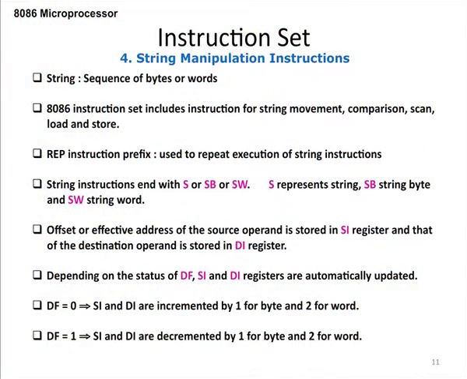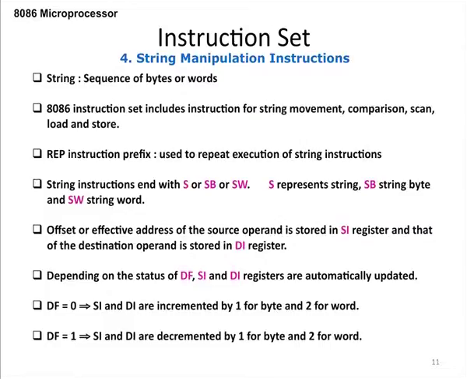Now the next category of instruction is the string manipulation instruction. Now let us see what a string is. String is the collection of similar type of data stored in consecutive memory locations. The 8086 instruction set includes instructions for string movement, for string comparison, for scanning a byte in the string, and for load and storage of the string.